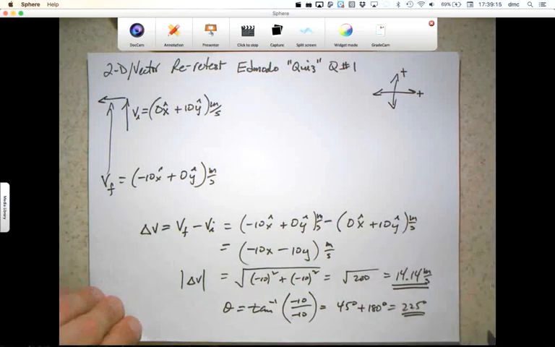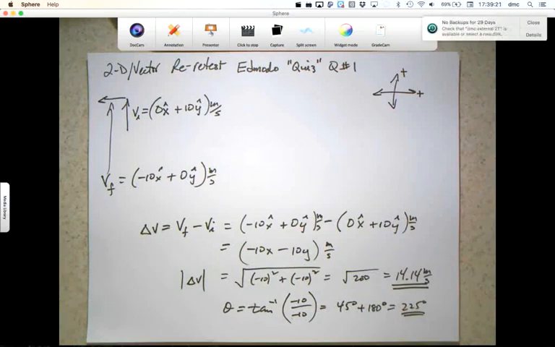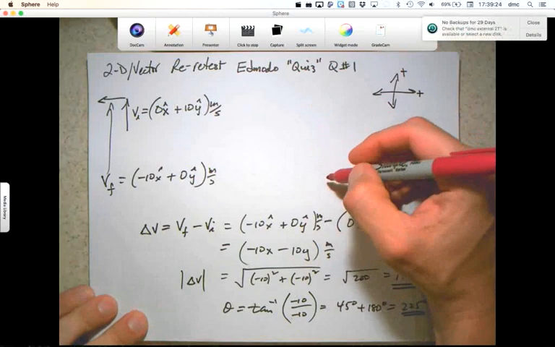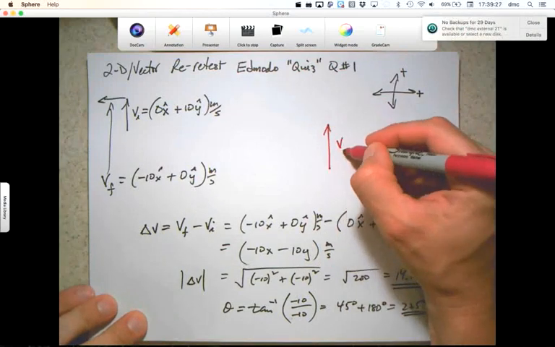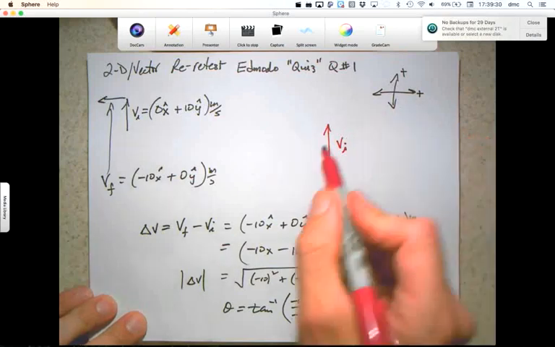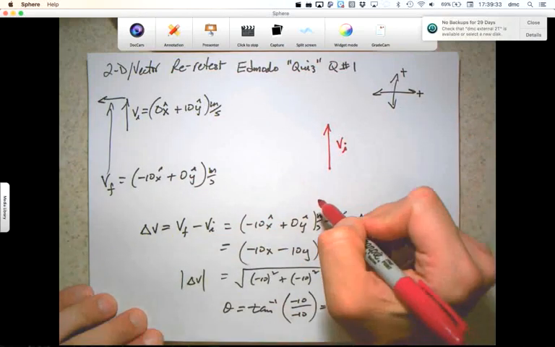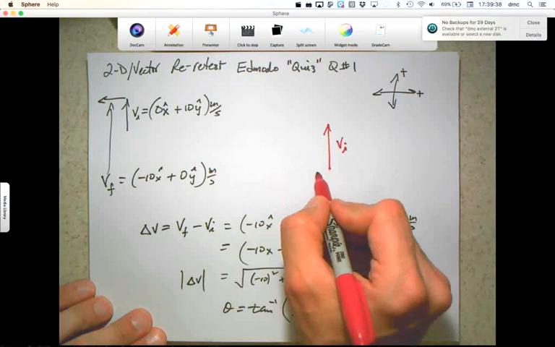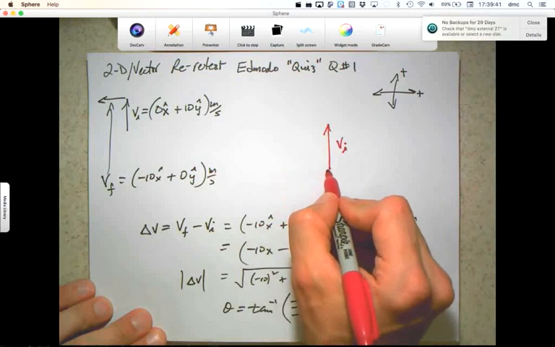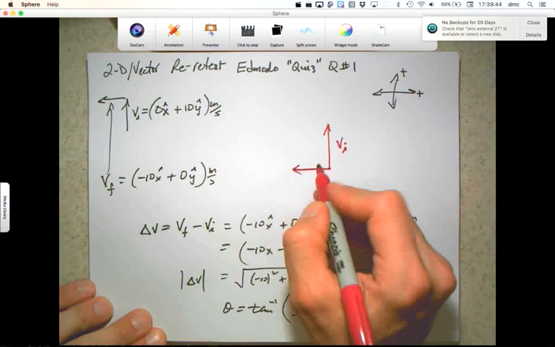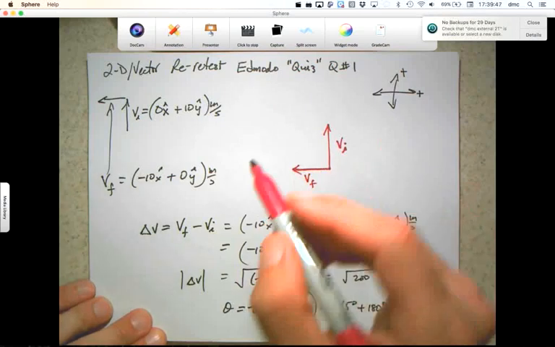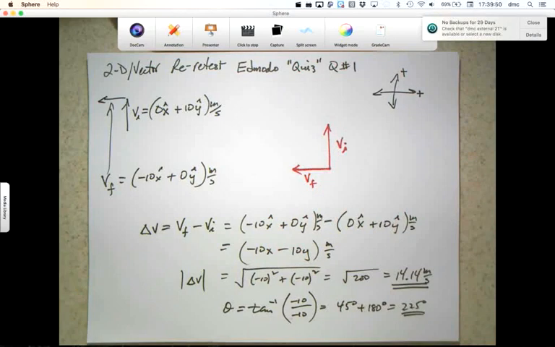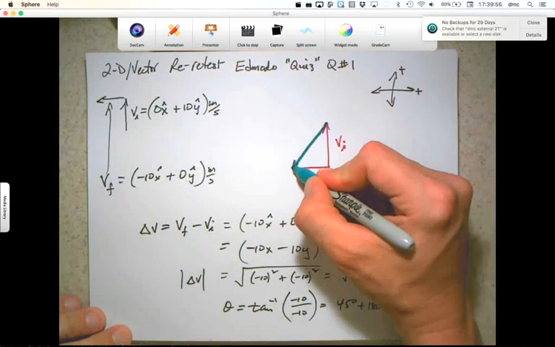Now, what if we wanted to do it graphically? Does it match up and make sense? So, if this is the initial velocity, and we want to add something so that we end up with the final velocity. This is the final velocity, right? And going from the initial velocity to the final velocity is the change in velocity.